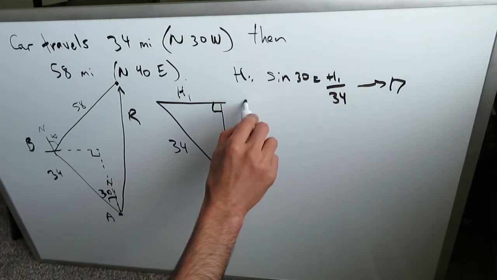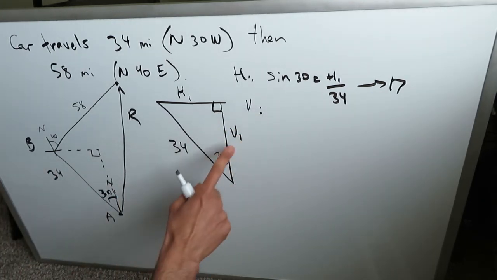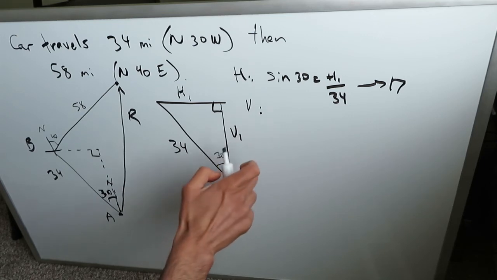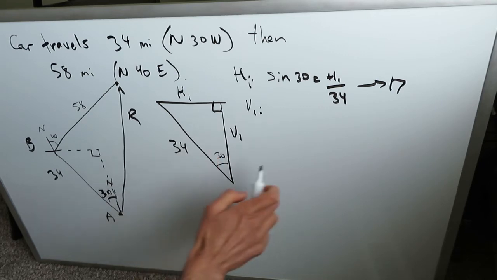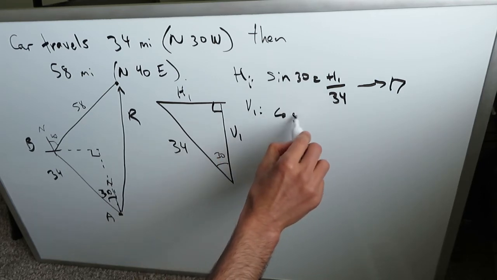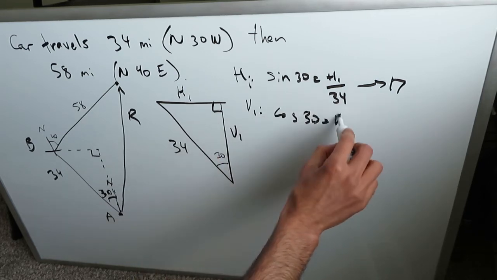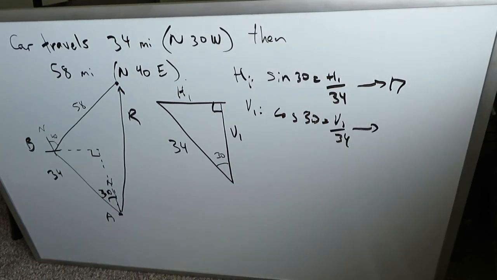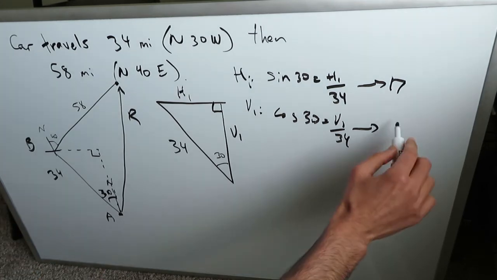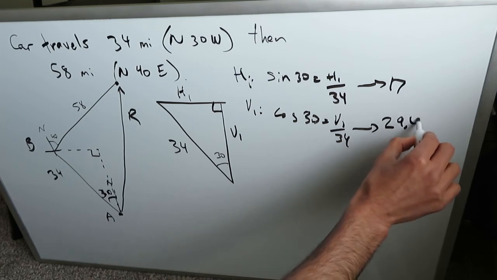Let's do the v component. The v component here is actually going to involve your cosine value, because the v component happens to be adjacent to your angle. So you'll do cosine 30 is equal to v1 over 34, and you solve for v1. v1 will be cosine 30 times 34. I get 29.4. Bring in decimals here, 29.4.